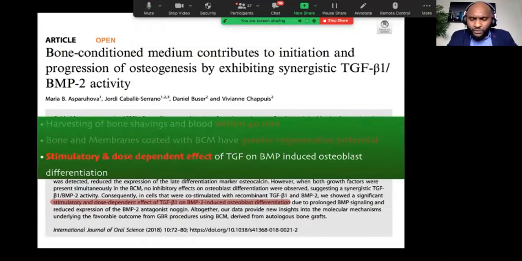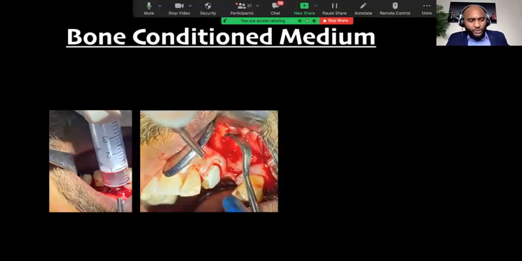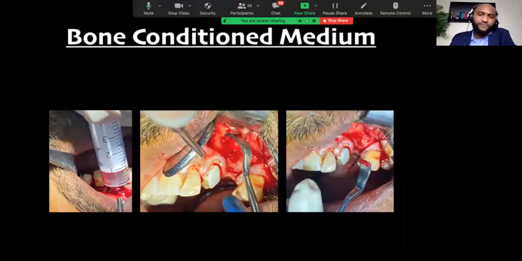I'm going to share with you a case I did about 2 weeks ago. The patient comes, we open up the site and we harvest blood from the same site. We use our back action chisel and we harvest bone shavings as indicated. And those are the bone shavings. So these two, the blood and the bone shavings, are what will give us our bone conditioned media.